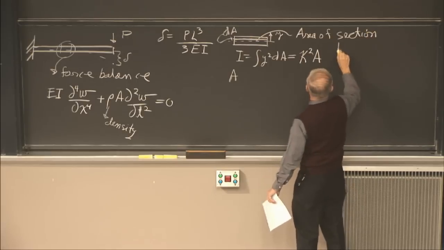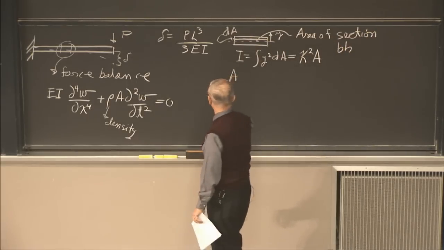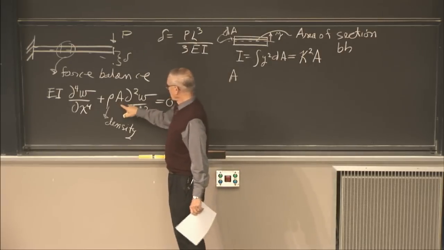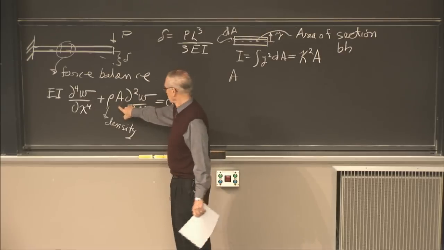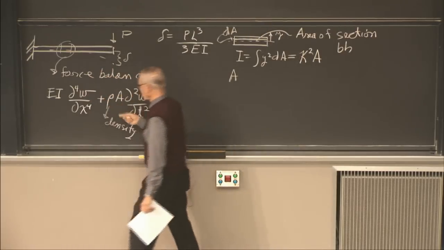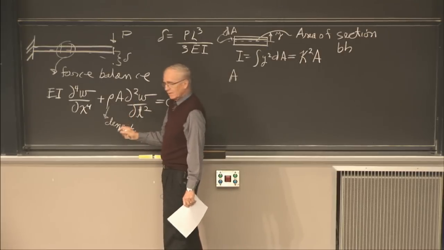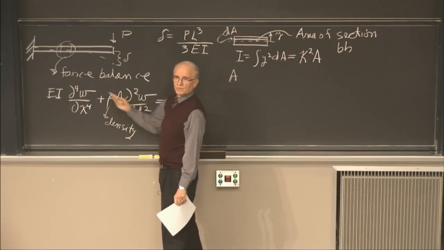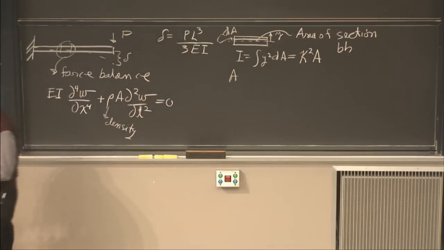You know, so it's just some BH, right? With thickness times the width. So rho times A is a mass per unit length. And so mass per unit length times dx would be the little mass associated with the element, times the acceleration should be the forces on the element. So that's the fourth order partial differential equation that describes the vibration of a beam.